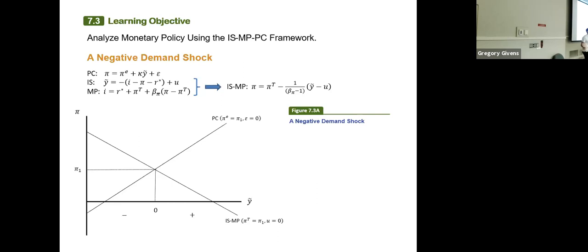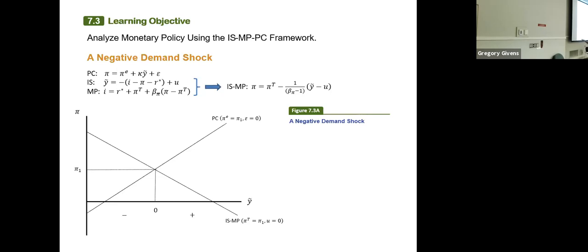Where does the equilibrium occur in the new Keynesian model? Well, obviously at the intersection, right, of the Phillips curve and the ISMP curve. At that intersection point, the combination of the output gap and inflation satisfies both equations simultaneously. There's basically two equations, the Phillips curve and the ISMP curve, and two endogenous variables, the output gap and inflation, okay?